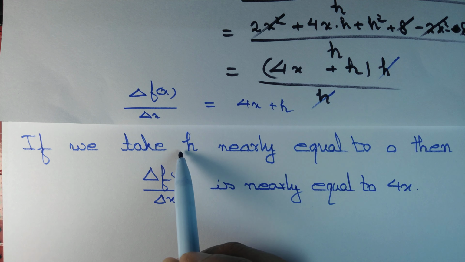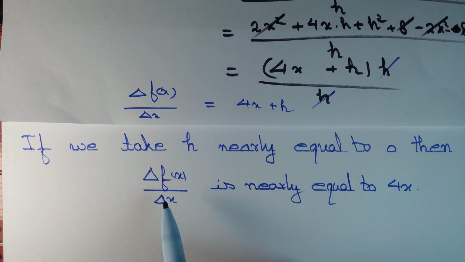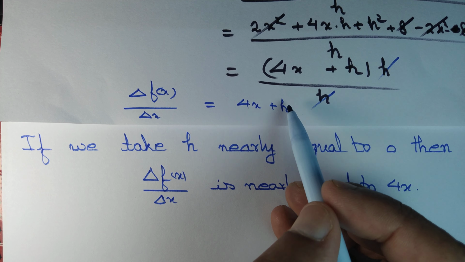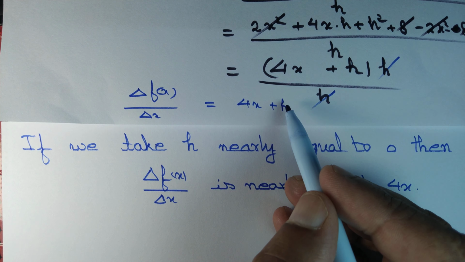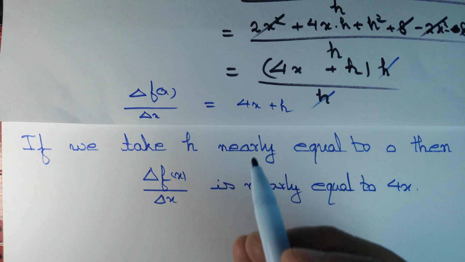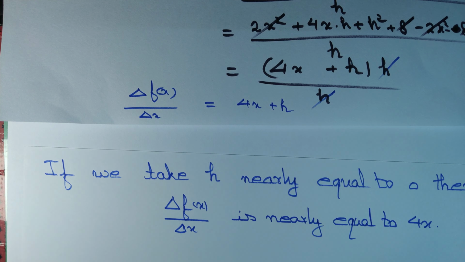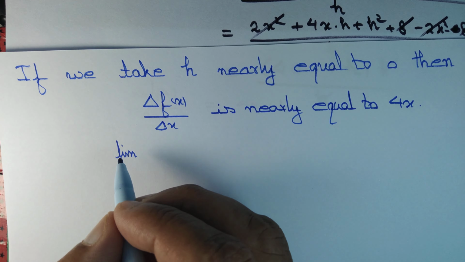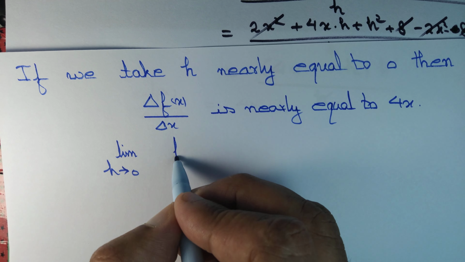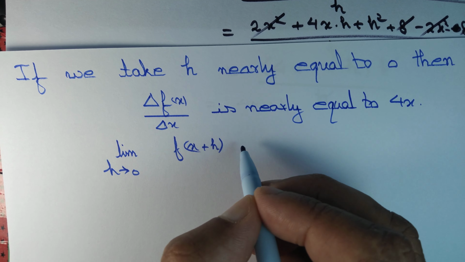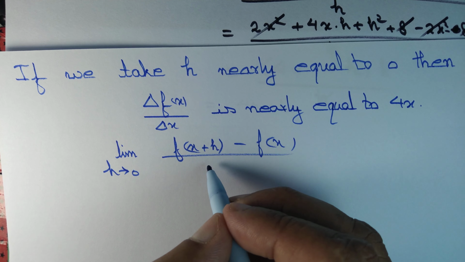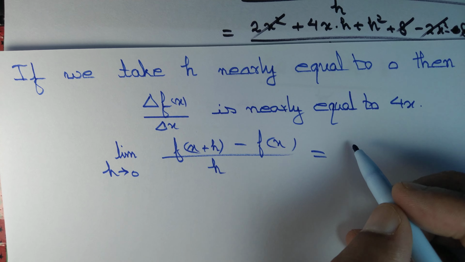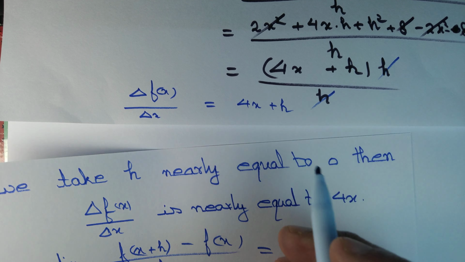so if we take h nearly equal to 0, then change in f(x) by change in x is nearly equal to 4x. This h will almost vanish. It's almost 0, say 0.00001. If I take that, then delta f(x) by delta x is just 4x. Is there some mathematical way of saying it? We say that limit h tends to 0, f of x plus h minus f(x) divided by h, that's your change in f(x) by change in x, is simply equal to 4x. h almost vanishes.